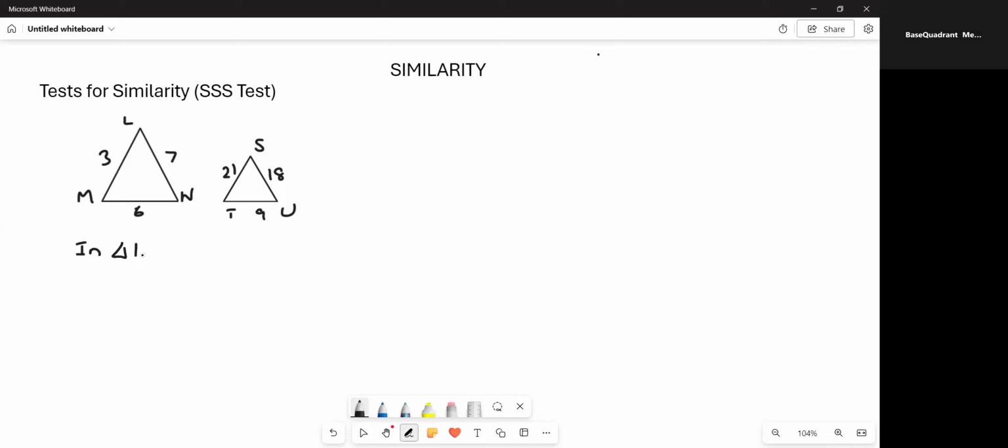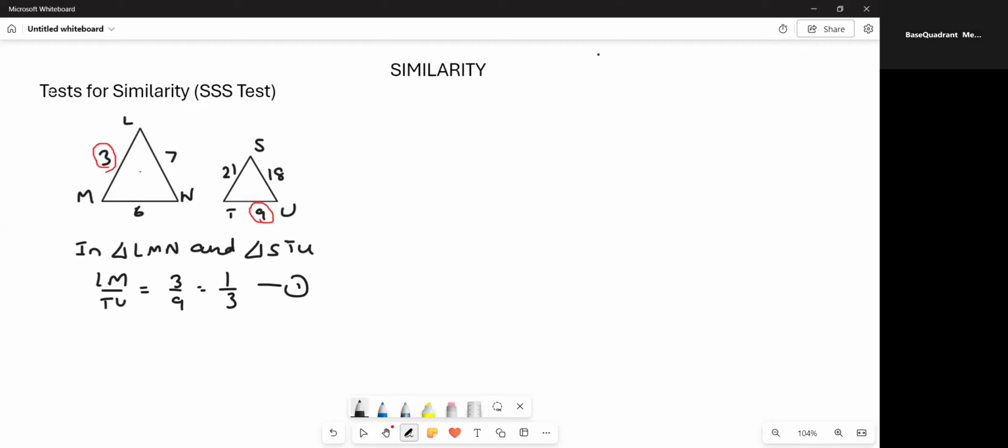In triangle LMN and triangle STU, okay? Now take the ratios of the sides. Which ratios are you going to take here? Take the smallest side in the first triangle and the smallest side in the second triangle. Take the two smallest sides. So LM upon TU is 3 upon 9, which is 1 upon 3, right?